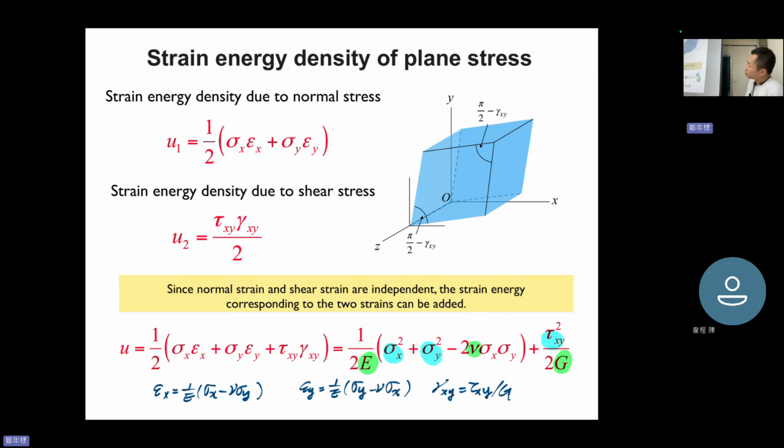So now we finished plane stress. We are going to another topic called plane strain. Plane strain is very similar to plane stress, with just a tiny difference. When I was your age, I could not distinguish plane stress and plane strain. I hope I will try my best to let you know the differences.